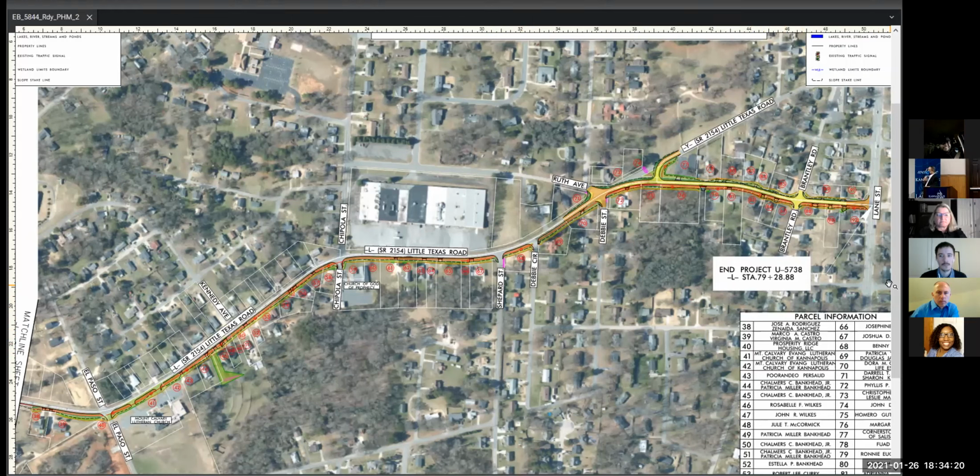That is correct. There's no planned improvements on that portion of Little Texas. Sorry, guys, I answered that question for you. I thought it was pretty easy.